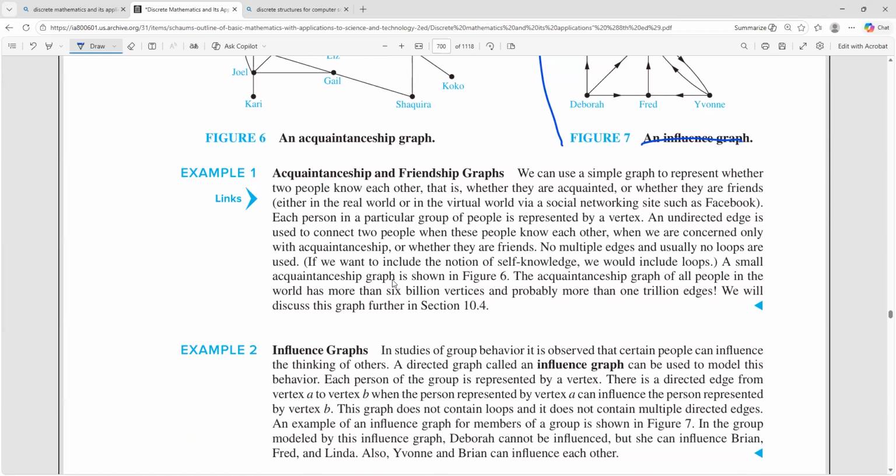To be honest, in all my years of teaching this and taking this, I never really noticed this. But does anyone have any questions about that?